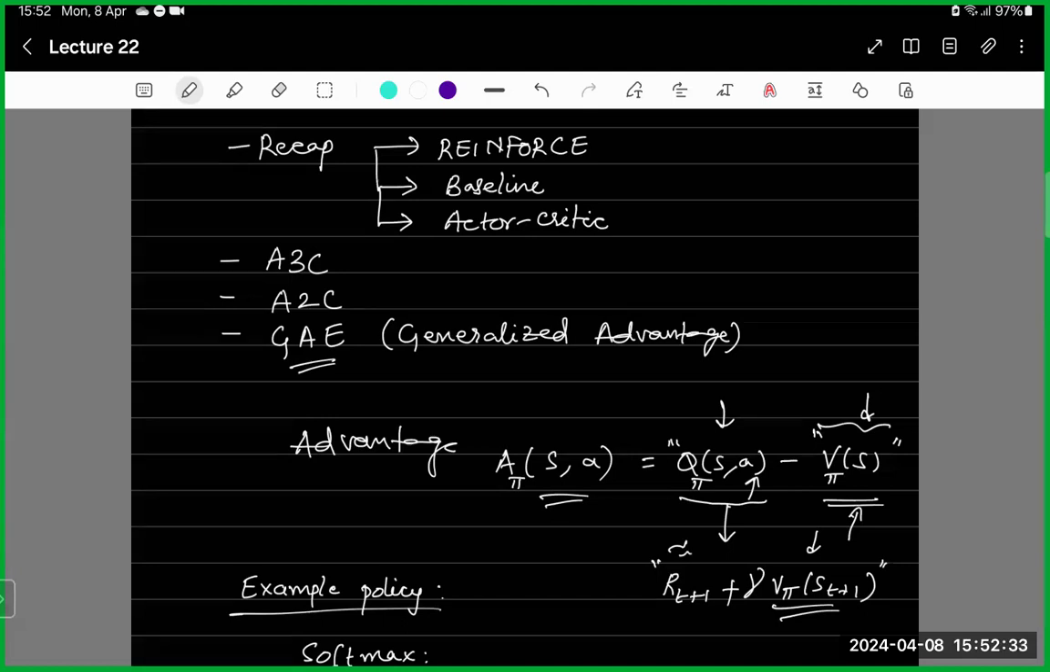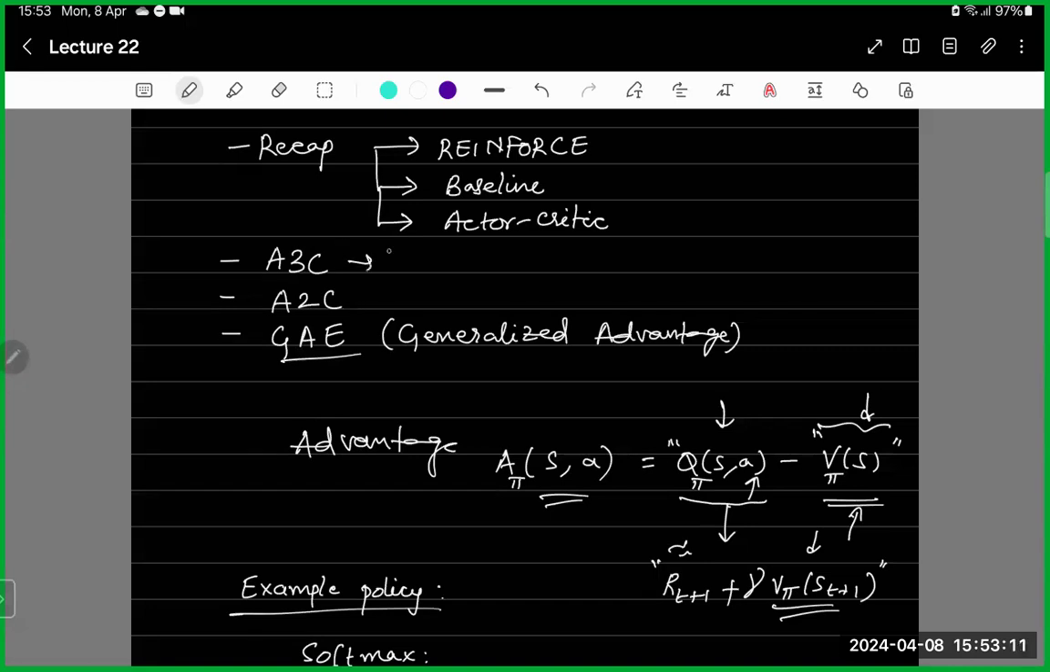If you combine them using appropriate probabilities, 1 minus lambda, 1 minus lambda into lambda, etc., then you will get what is called generalized advantage estimation, which we'll look at in detail. That is one variant which we'll also see in today's lecture. So instead of using q pi minus v pi, we can use these kinds of returns. There are multiple returns that are possible. You just take an average of all possible returns. So that is about generalized advantage.